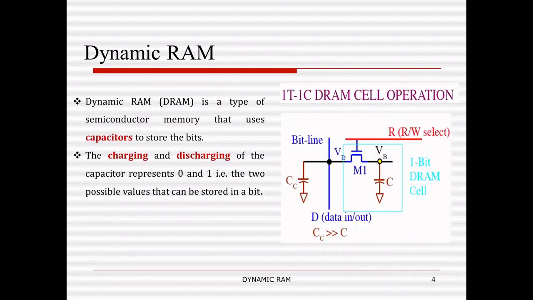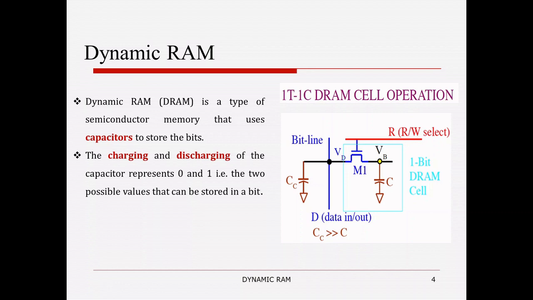As I explained in my previous slide, based on the type of memory cell, semiconductor memory is broadly classified into two types, namely static RAM and dynamic RAM. In static RAM, the memory cell is a bistable circuit, probably a latch, whereas in dynamic RAM, the memory cell is made up of a capacitor. So the read and write operation on dynamic RAM is performed based on the amount of charge available in the capacitor, the memory cell.